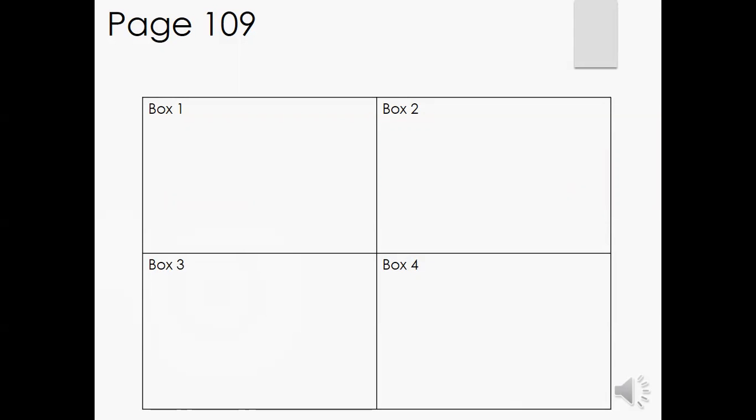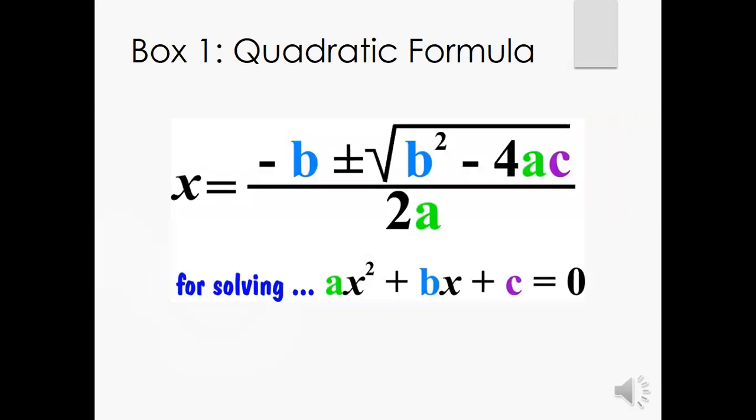All right, here we go. So in your first box, you're writing the quadratic formula. X equals negative b plus or minus the square root of b squared minus 4ac divided by 2a.